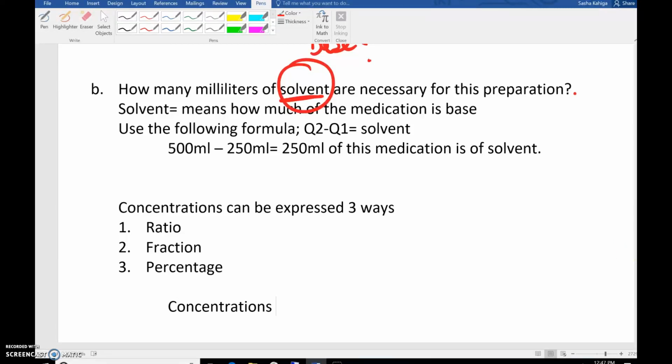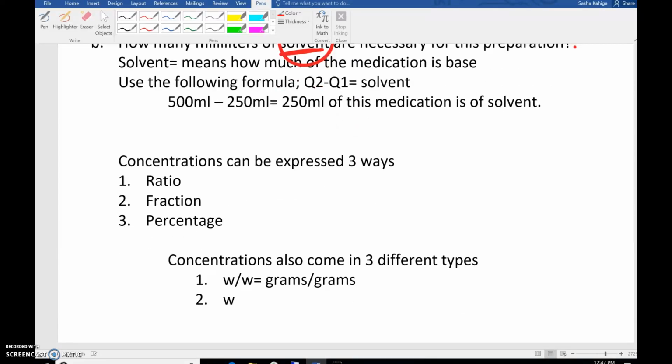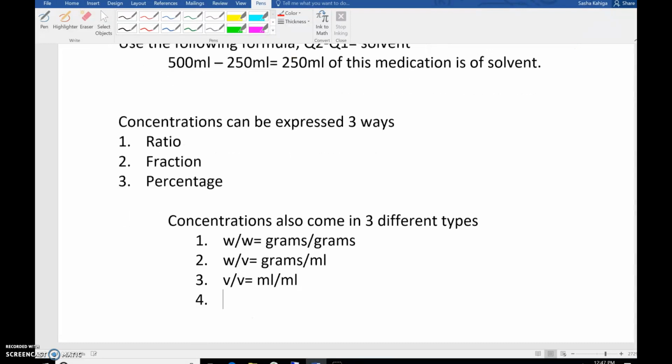Concentrations also come in three different types. There are three types of concentrations. Those concentrations are weight to weight, which means it's in grams per grams. You have weight to volume, which means its units are grams per milliliter. And then you also have volume to volume, which means that its units are milliliter per milliliter.